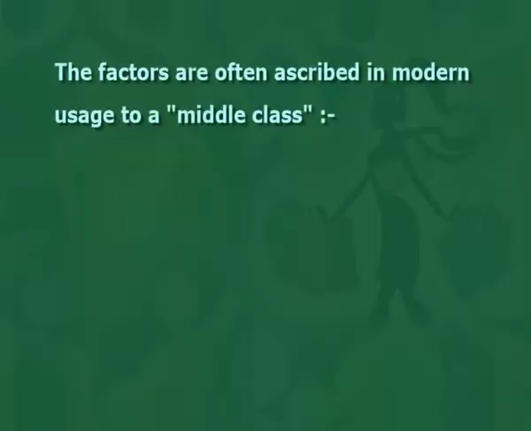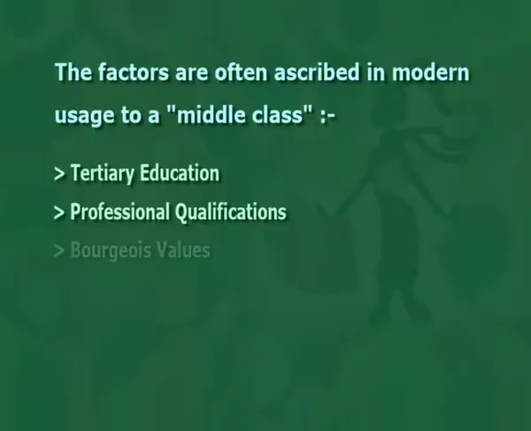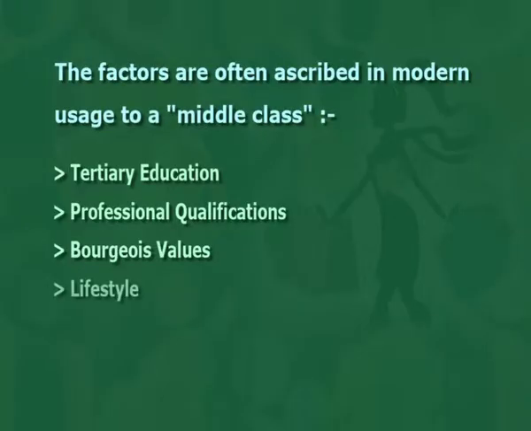The factors that are often ascribed in modern usage to a middle class are: firstly, achievement of tertiary education; secondly, holding professional qualifications including academics, lawyers, chartered engineers, politicians and doctors, regardless of leisure or wealth; thirdly, belief in bourgeois values such as high rates of house ownership, delayed gratification and jobs which are perceived to be secure; fourthly, lifestyle.